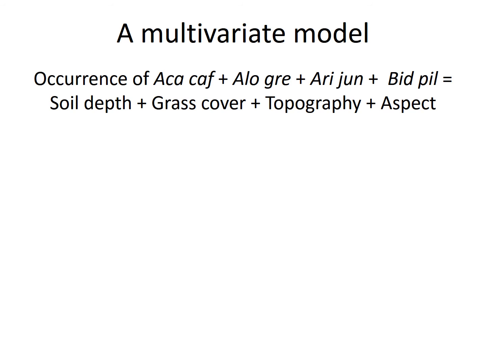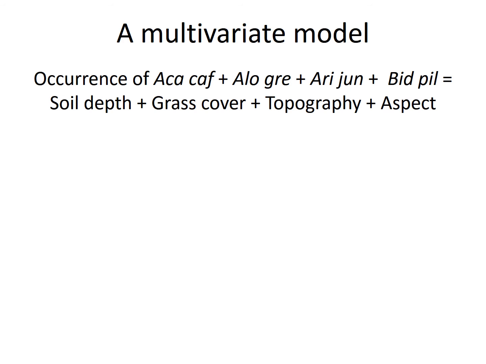So just an example for a multivariate model, if we were saying that we wanted to understand the occurrence of Acacia caffra, Allograte hedii, Aristida unciformis, and Bidens pilosa as a function of soil depth, grass cover, topography, and aspect, you can see there we've got 4 response variables and 4 predictors. So this is a true multivariate model.